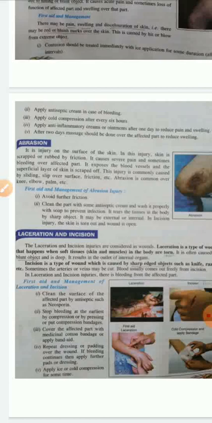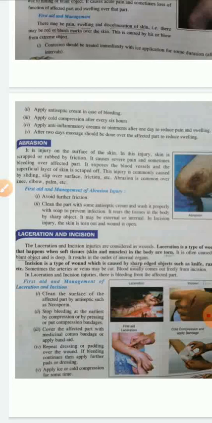So, what is abrasion? It is the injury over the surface of the skin, accidentally rubbing of the skin against something hard or rough surface and damaging the skin. Rubbing of skin over a hard and rough surface is known as abrasion. In abrasion, it causes pain and sometimes bleeding over the affected part.